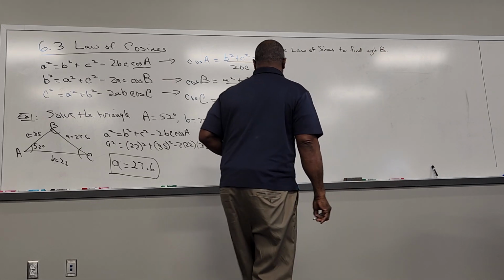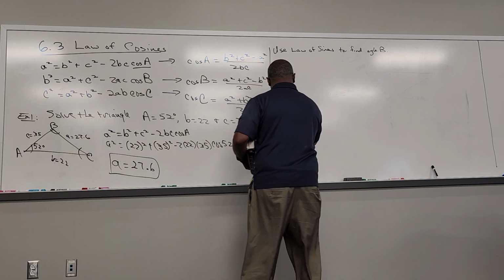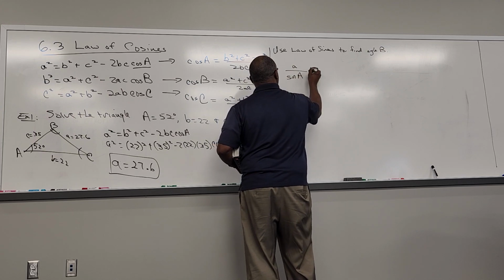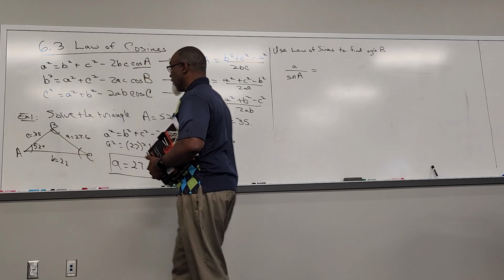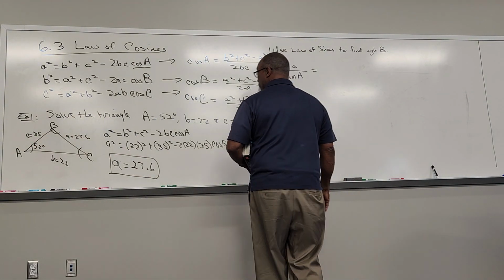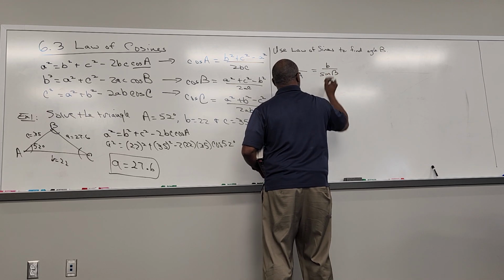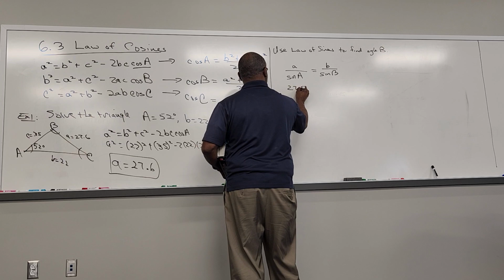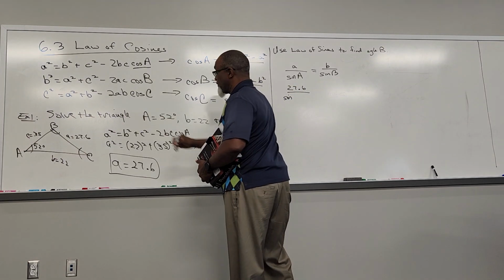We'll use the law of sines to find angle B. If you recall, the law of sines says that A over the sine of A, because I knew angle A, equals B over the sine of B. Plug in what you know. So A is 27.6 over the sine of angle A, but angle A is 52 degrees.